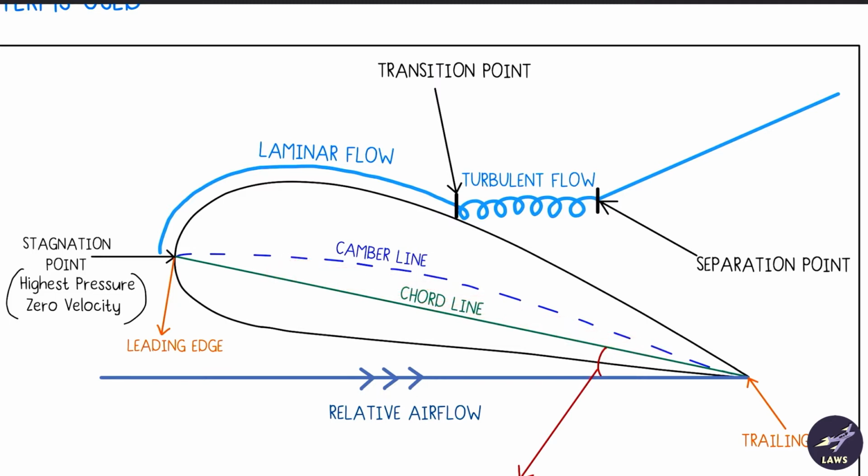If the camber line is above the chord line, we call it a positively cambered aerofoil. If both these lines are the same, we call it a symmetrical aerofoil. If the camber line is below the chord line, we call it a negatively cambered aerofoil.